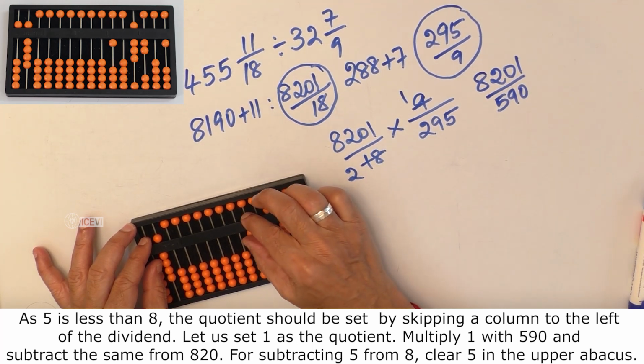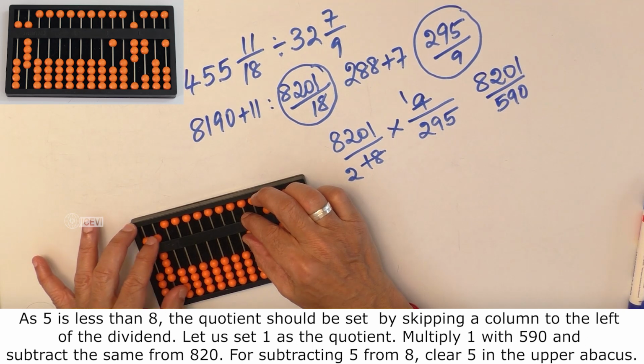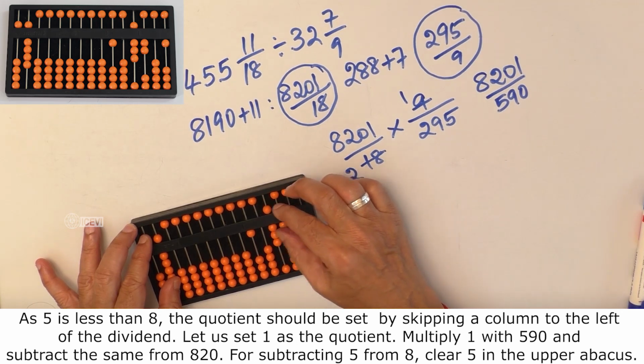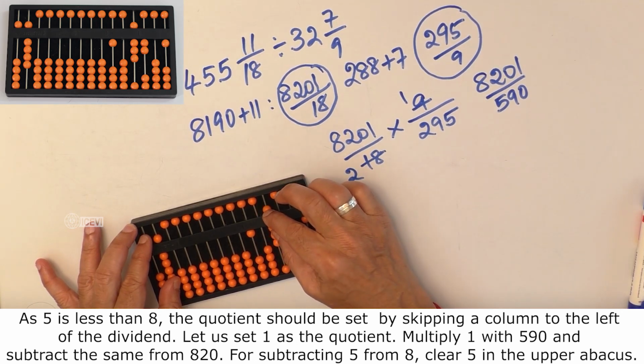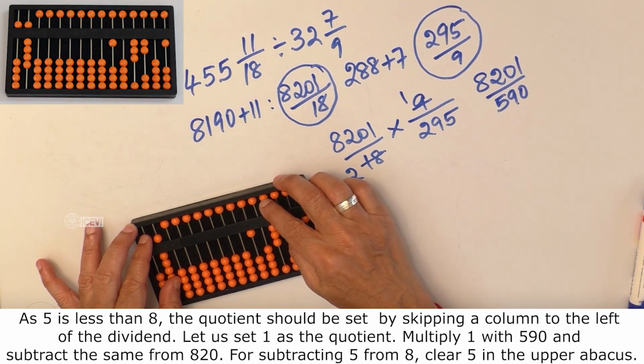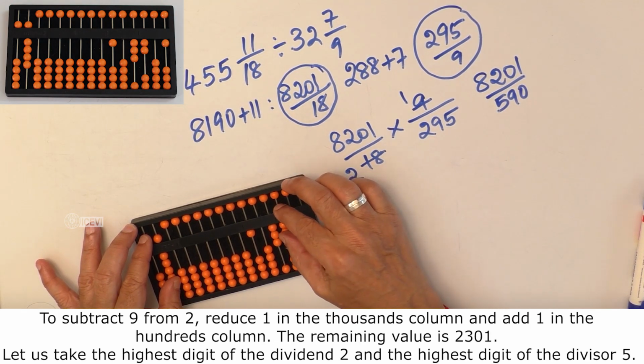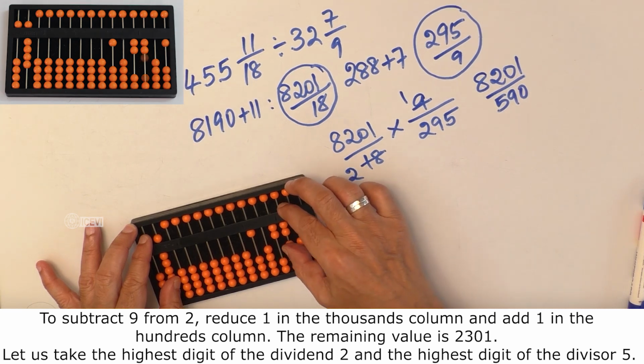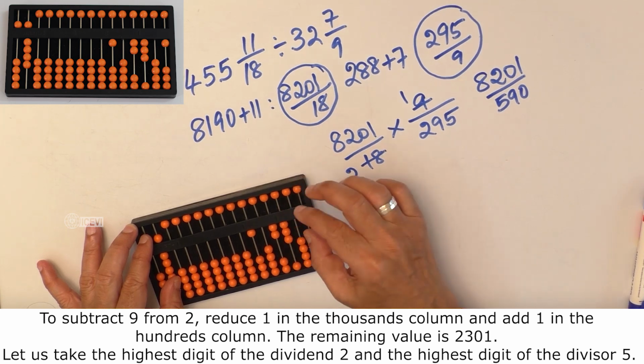Now multiply 1 with 590 and subtract the same from 820. For subtracting 5 from 8, clear 5 in the upper abacus. To subtract 9 from 2, reduce 1 in the thousands column and add 1 in the hundreds column. The remaining value is 2301.